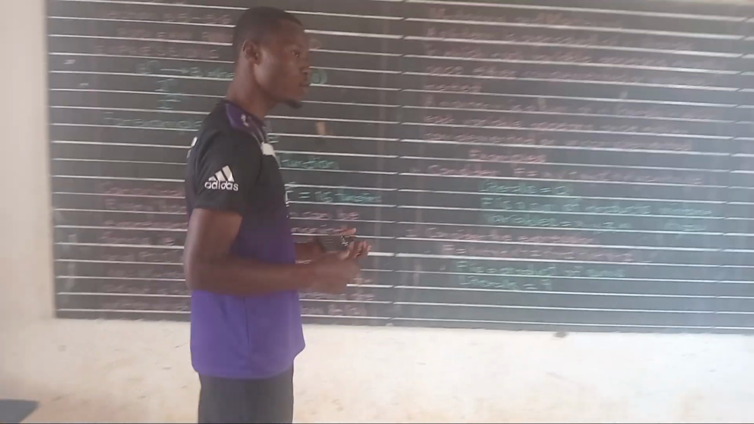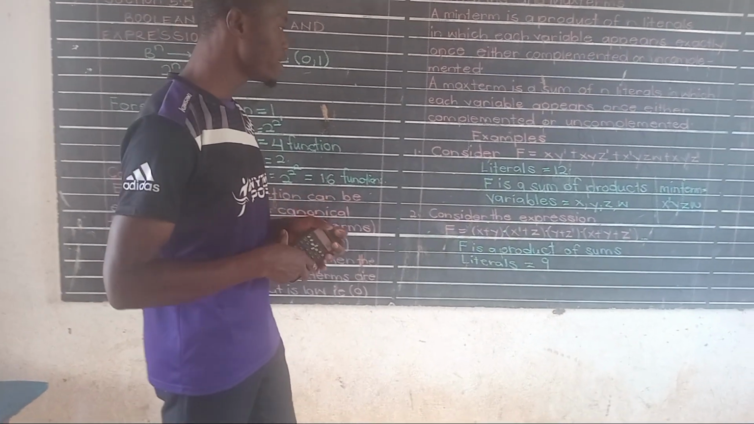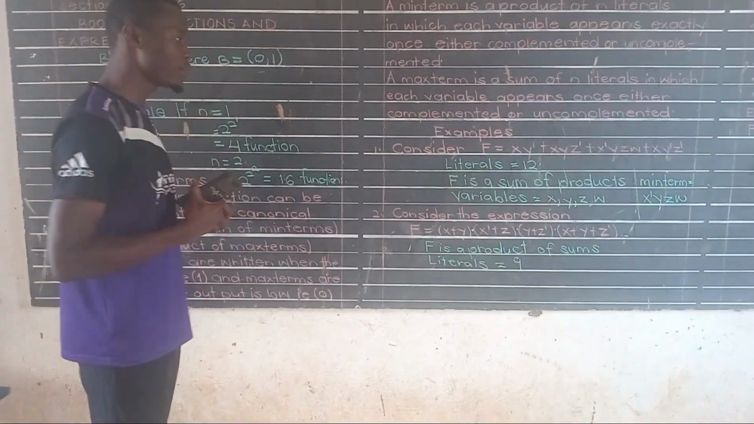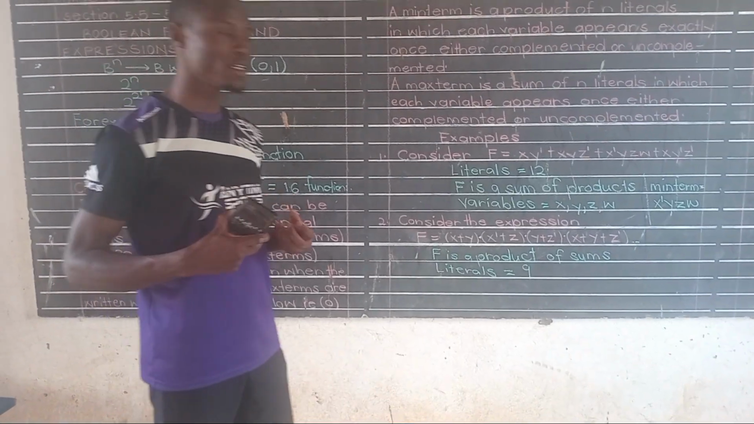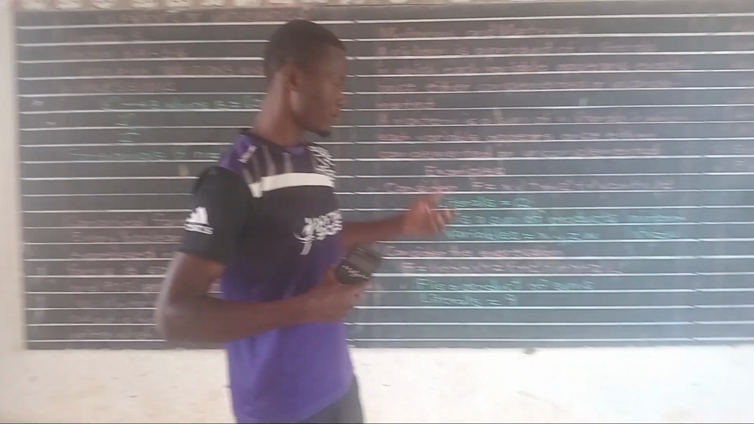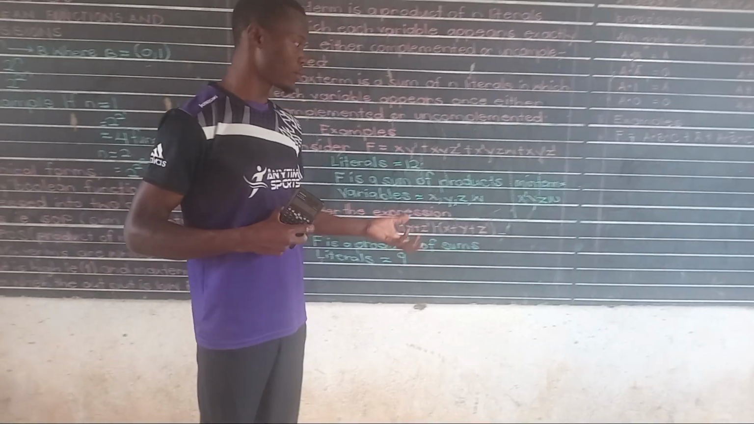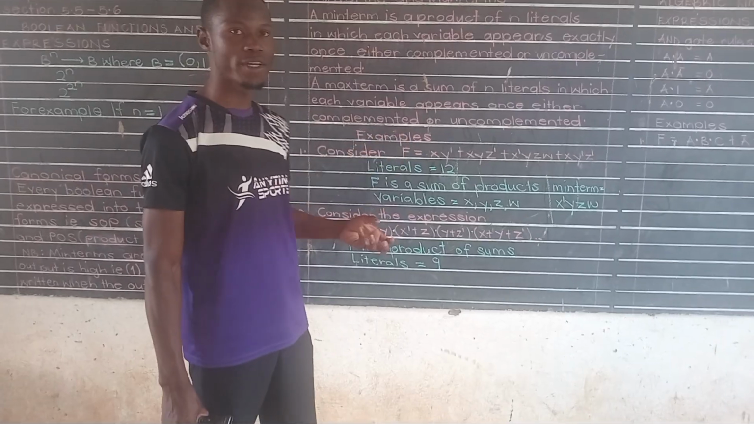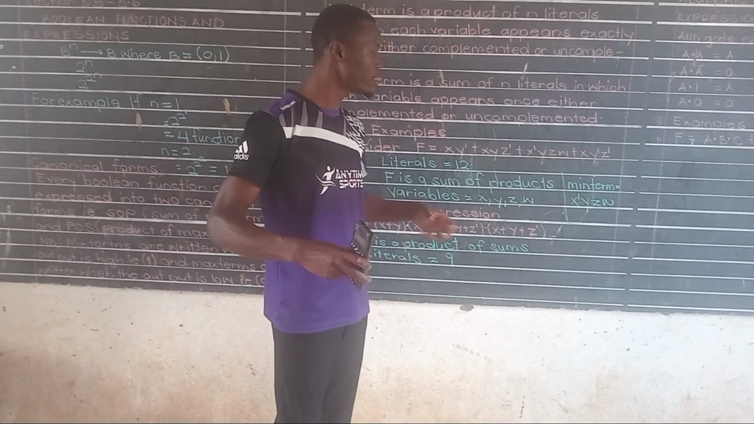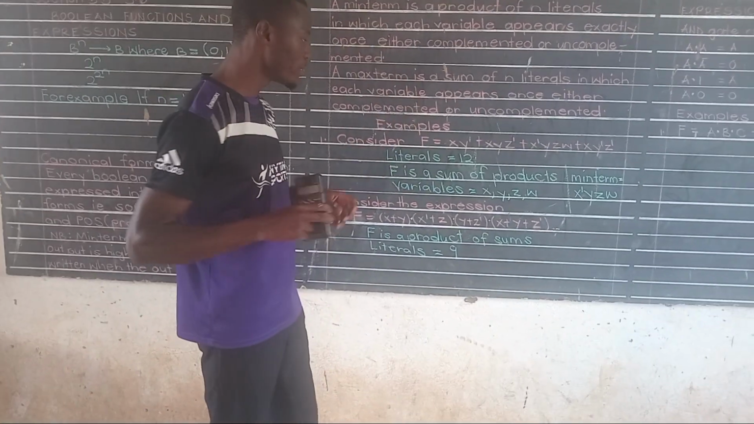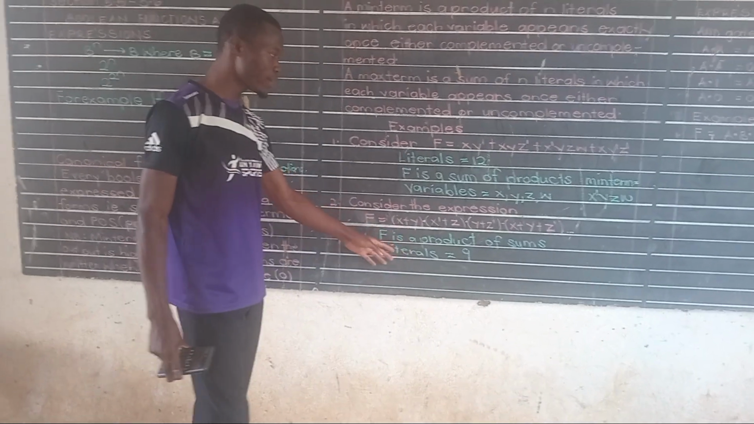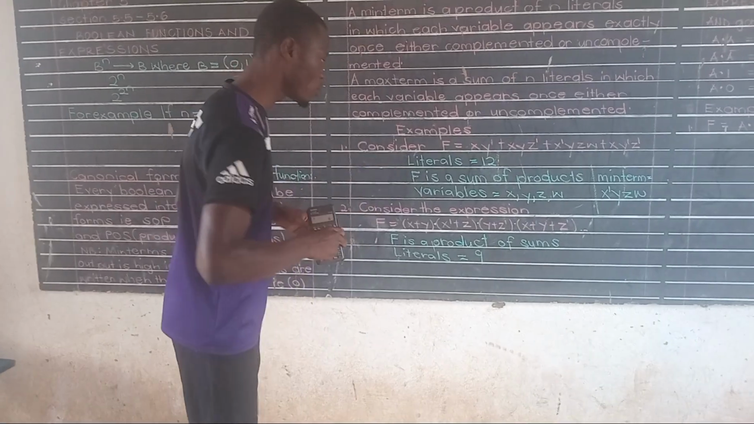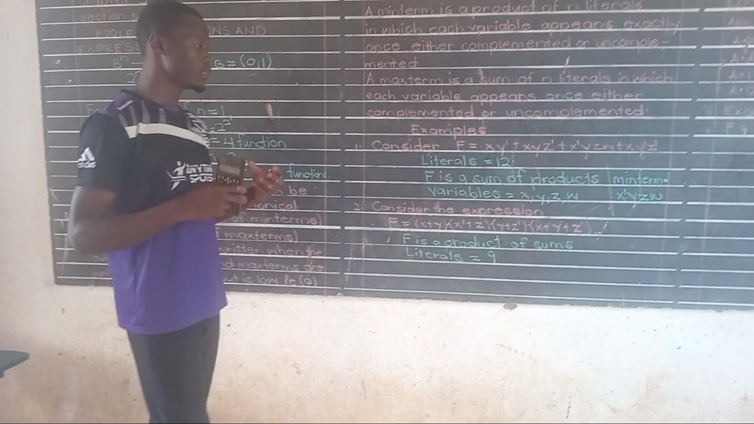So how do I identify a max term? We say a max term should have all the variables included. The variables should be there, either complemented or uncomplemented, the same way we got the mean term. To get the mean term, we look for that term having all the variables, either complemented or uncomplemented. It is the same thing that I'm applying here. I'm looking for the term having all the variables. So that would be the max term.